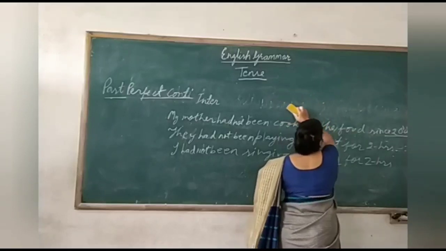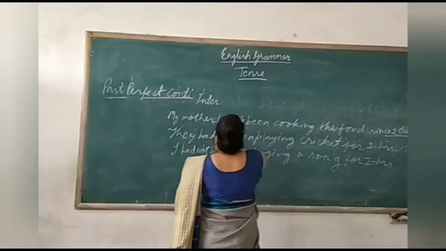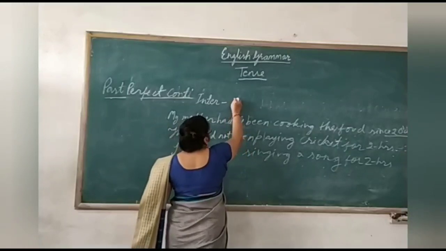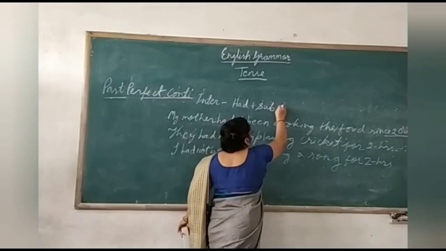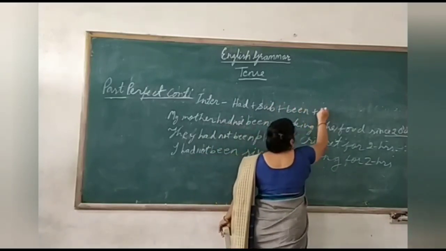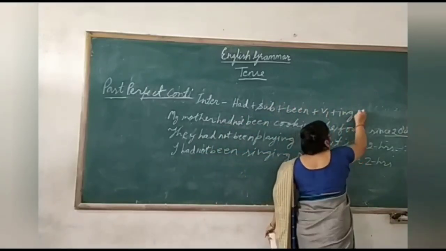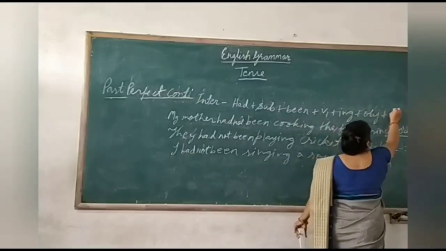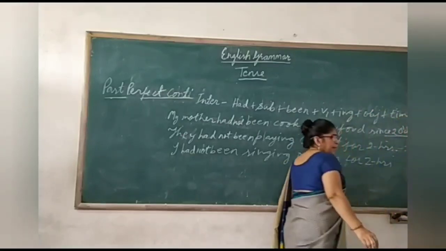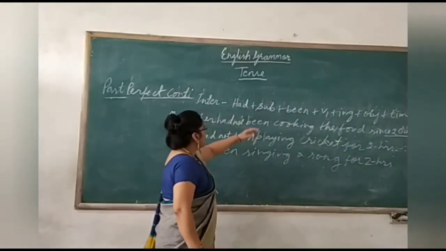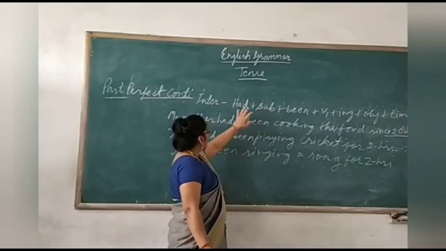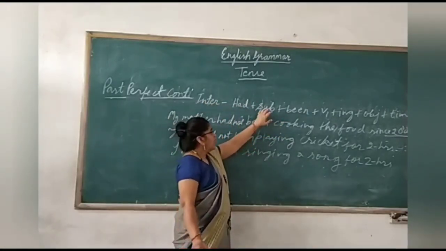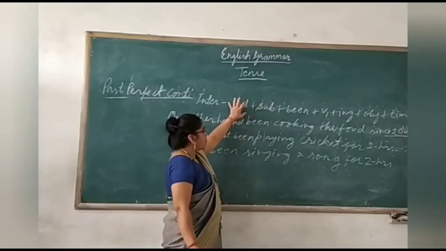You have to put your helping verb in the beginning. Suppose that here helping verb was what? Had. Then subject. Been. V1 plus ing plus object plus time. What we did? Only the verb that was after subject. In the case of interrogative, what we did? We have put the word helping verb in the beginning.